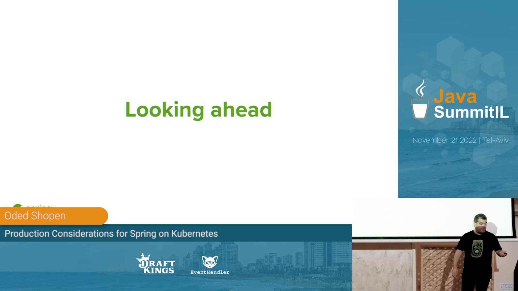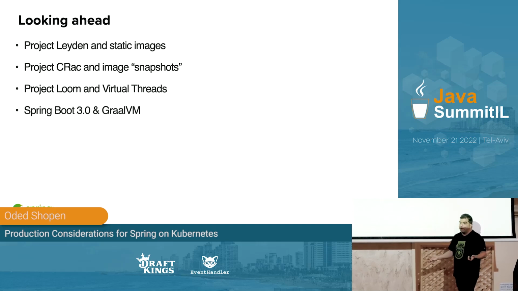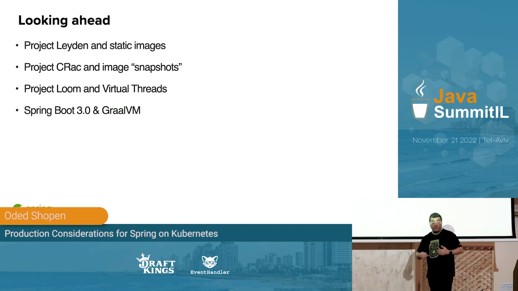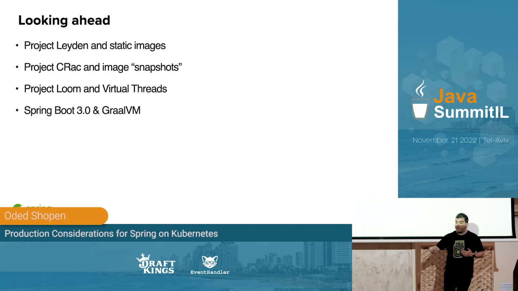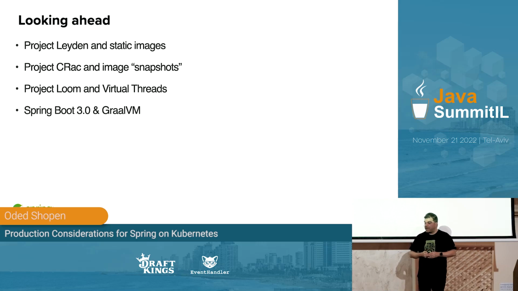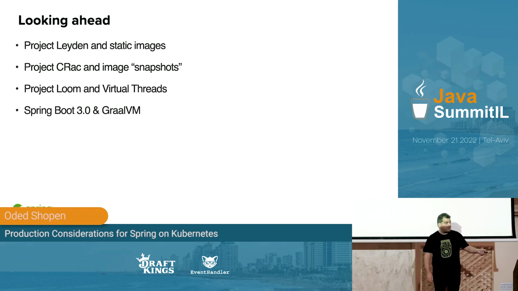Now, looking ahead, these are obviously all recommendations based on what we have today at the end of 2022. Actually, Spring Framework 6 was just released this week, and Spring Boot 3 is going to be released next week. And it has built-in support for GraalVM, which means that many of these recommendations could easily change based on new changes in the future. Things like Project Leyden and static images, Project CRaC, which creates image snapshots, Project Loom with virtual threads that was also mentioned in these sessions. All of these can really impact the recommendation, and you have to make sure that you're with the community to make sure that you're aligned.